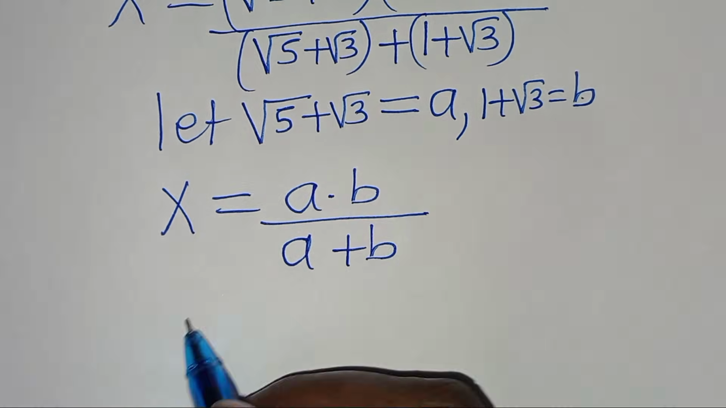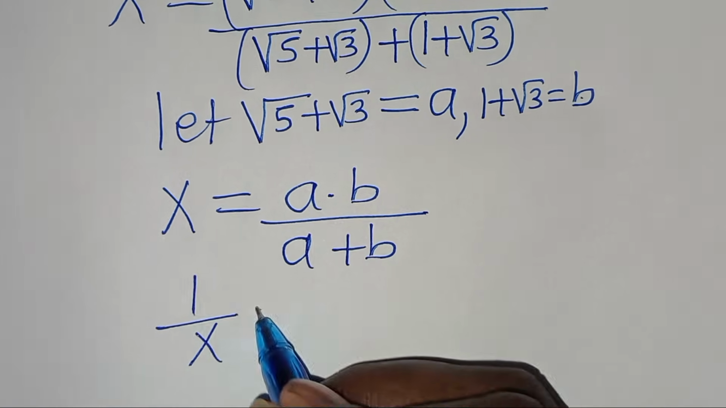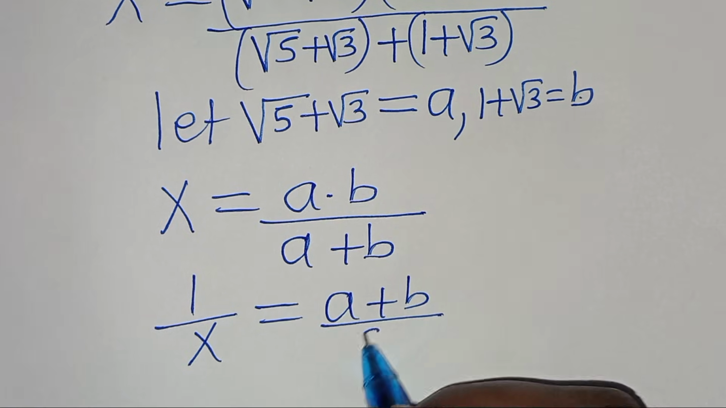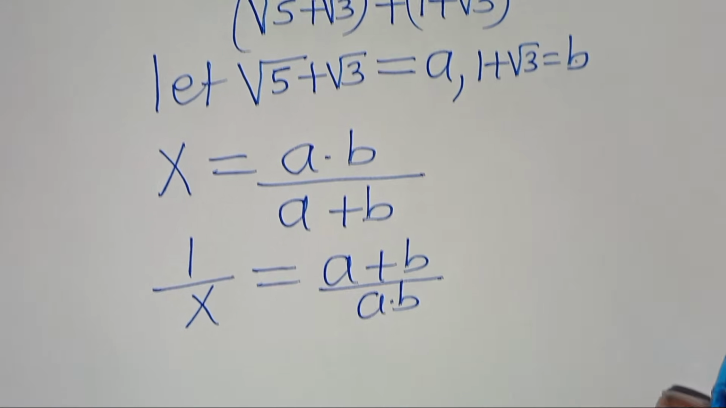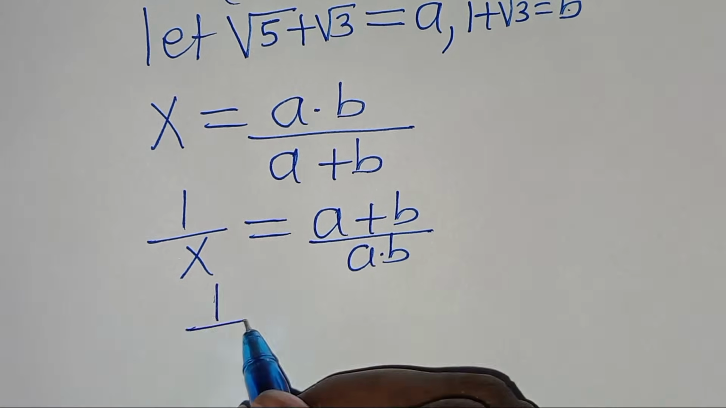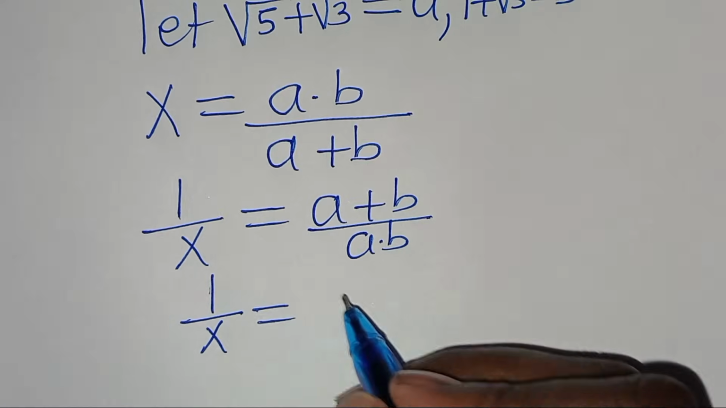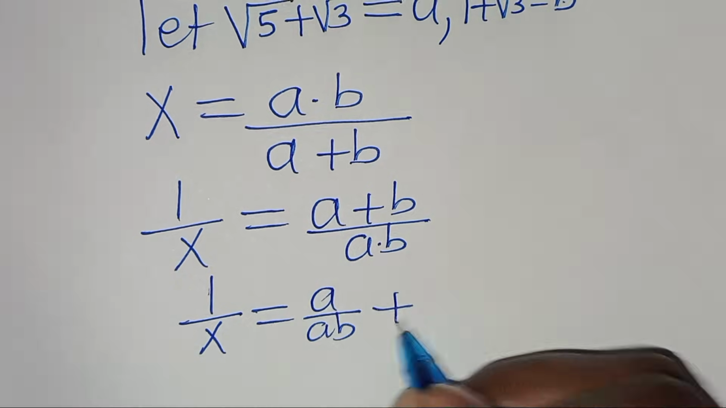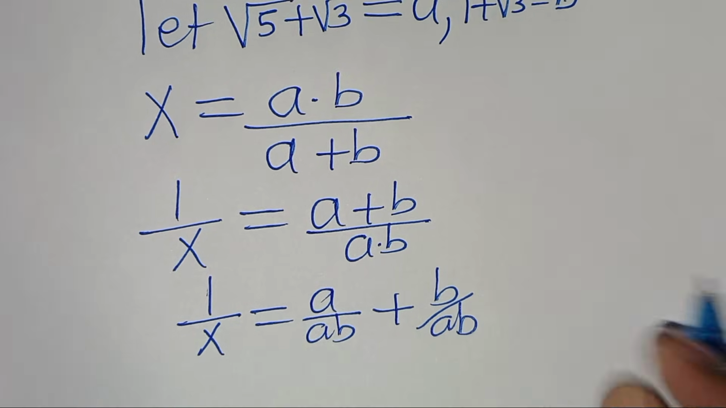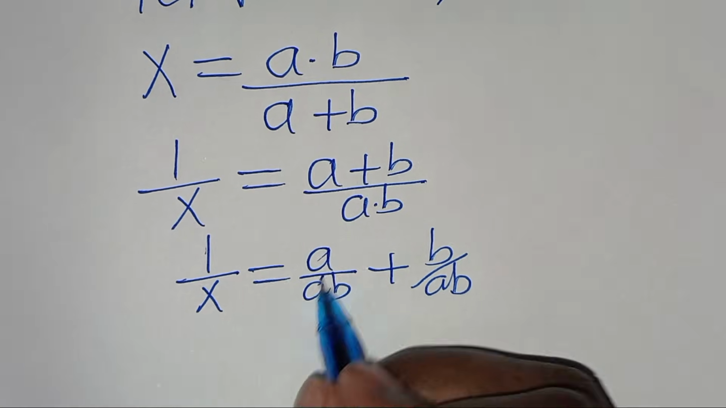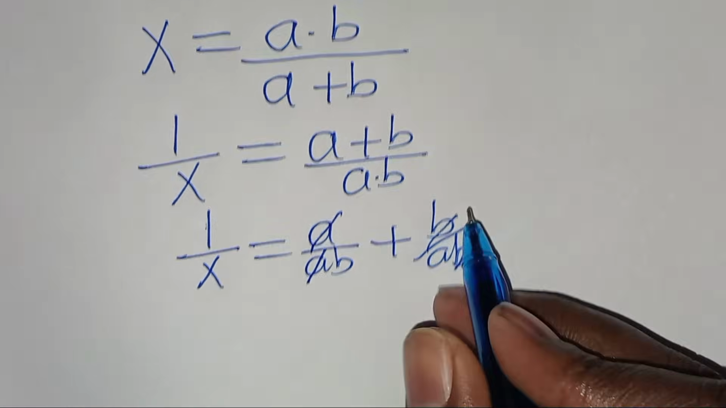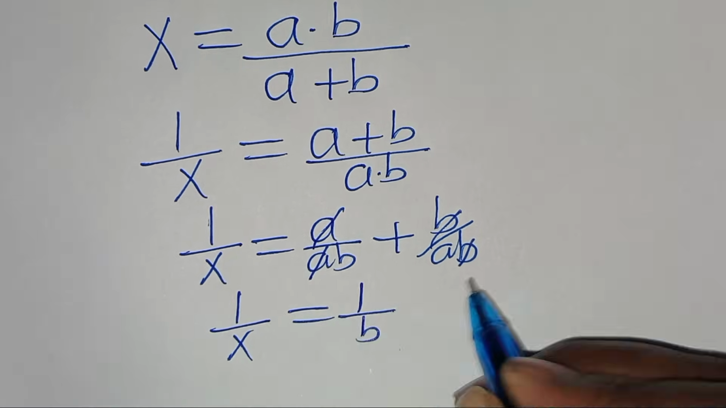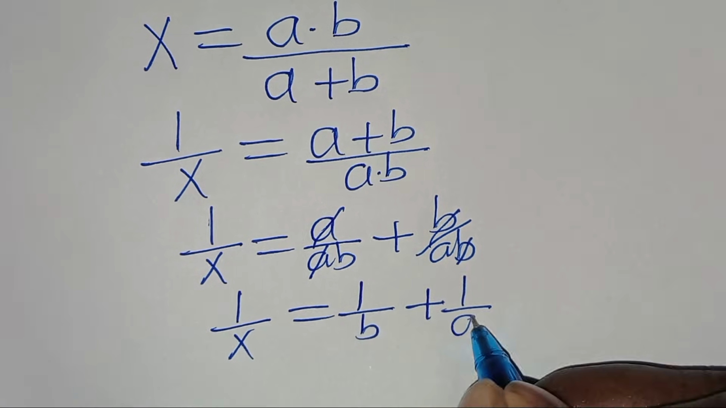So now we have that 1 over x is equal to a plus b divided by a times b, which we can express as 1 over x is equal to a over a times b, then plus b over a times b. And this implies that 1 over x is equal to 1 over b plus 1 over a.